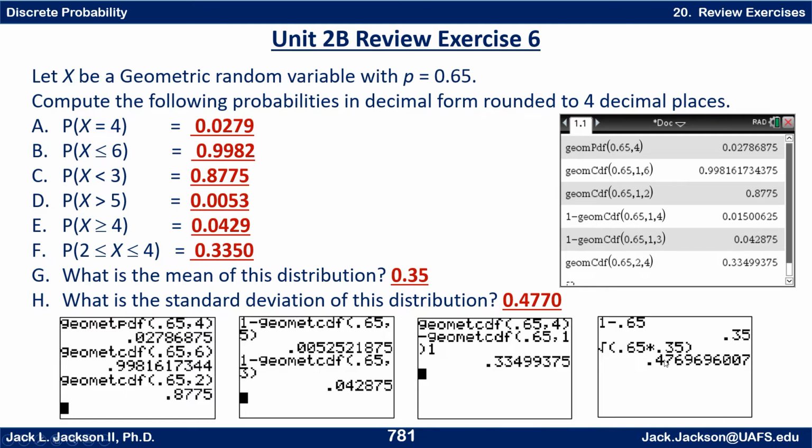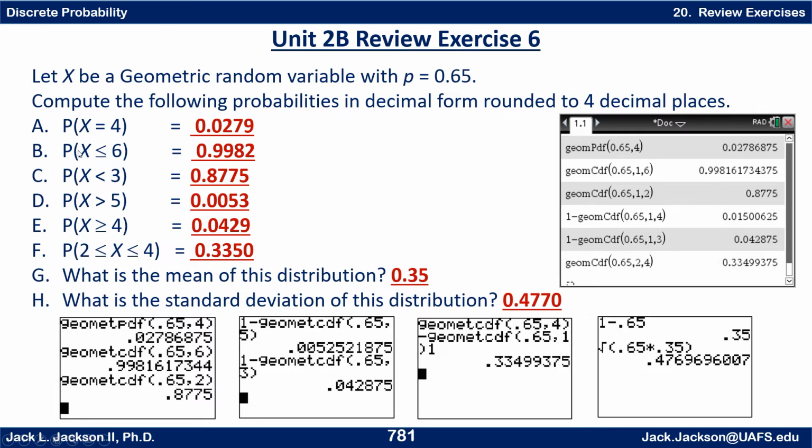Basically, the formulas work exactly the same way up here for the mean and standard deviation, but the way the CDFs work is a little bit different. The geometric PDF is basically the same. It's geompdf instead of geometpdf, but either one's short for geometric PDF, so that's the same. But the way the CDFs work is a little different on the TI-Nspire, which is what this is.